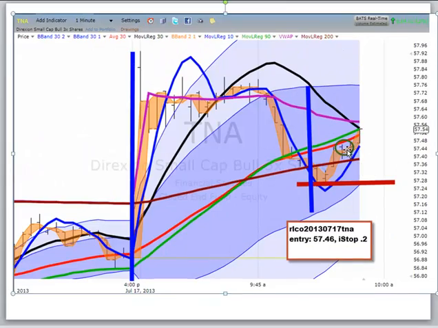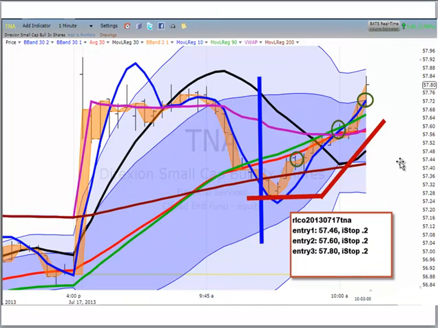So I like this one after a low, a higher low, and finding support at the mean, and now the river is up. Doesn't look like it wants to fail. So we buy that one at 57.46 with a 0.2 initial stop. It works in our favor. We get the regression line crossover, find support at the mean. I buy the second position at 57.60.